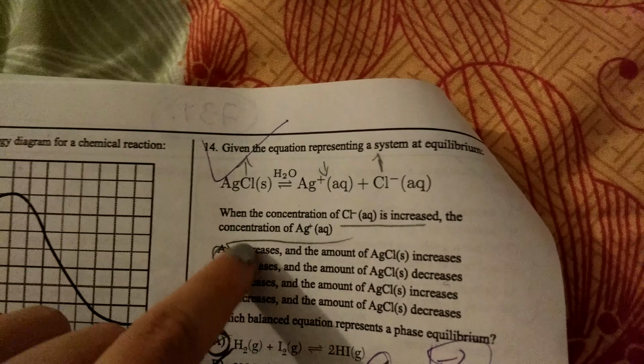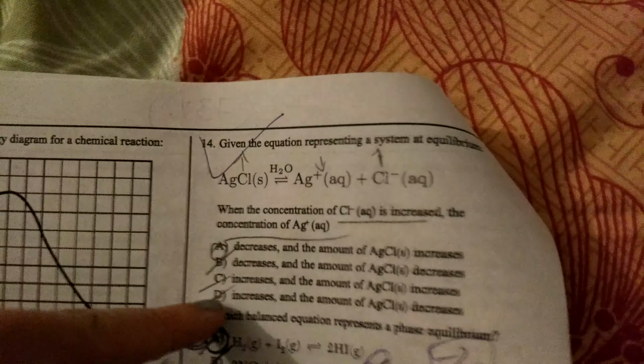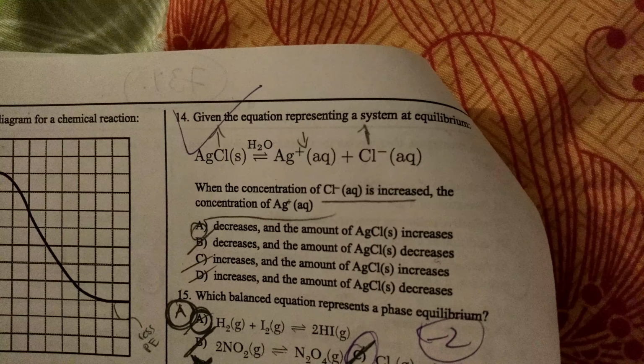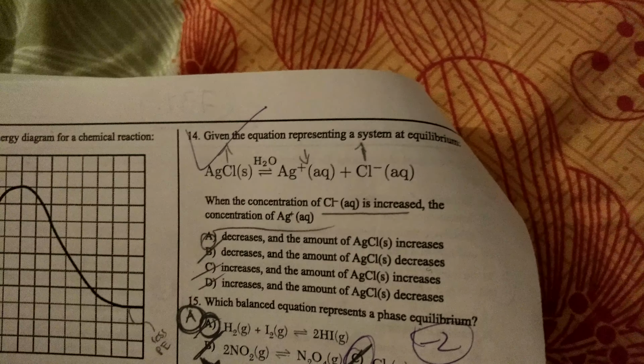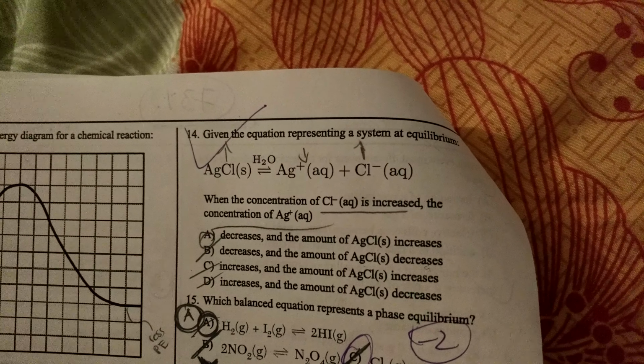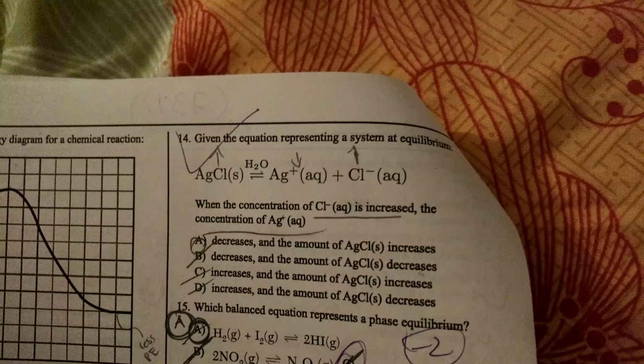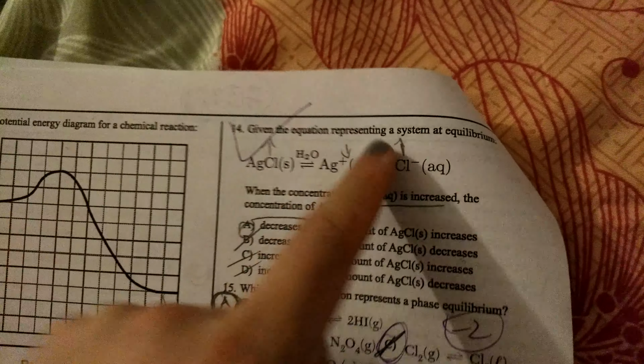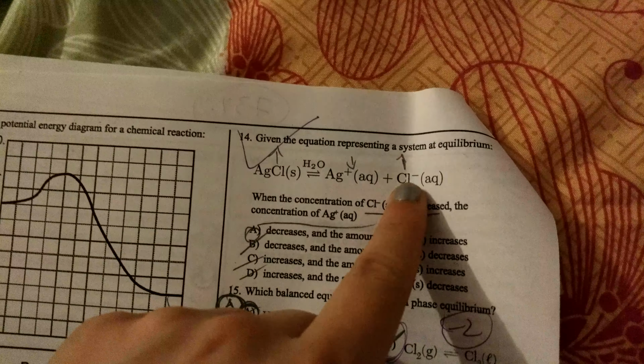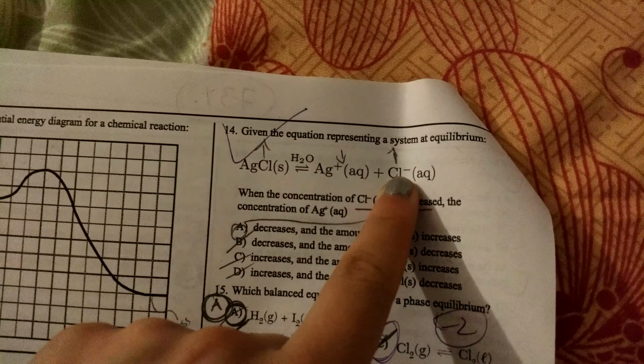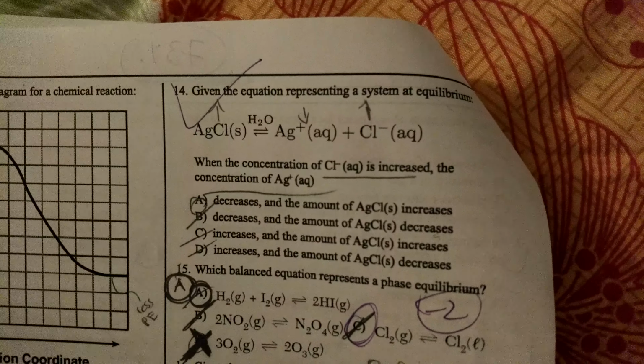So you're going to look for decreases, so you can pretty much cross out C and D because they say increases in the beginning. So you have between A and B. You have to find out if the amount of AgCl increases or decreases. I know that if it's increasing, I think of it as up, up, and away to the other side. So this increase is going up, up, and away to the other side, affecting this one and increasing. So the answer is A.